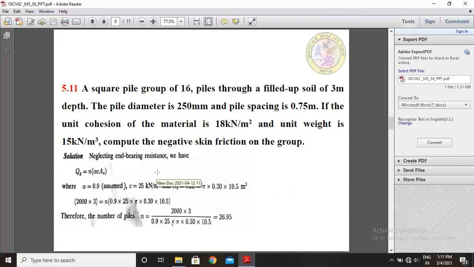Solution. Neglecting end bearing resistance, we have Qg equal to N times alpha C into As, where alpha equal to 0.9 assumed, C is 25 kilonewton per meter square and As equal to pi d L, pi into d is 0.3 into L is 10.5, so we get it in terms of meter square. Then substitute the values in this equation. Finally we are getting the number of piles N equal to 26.95.